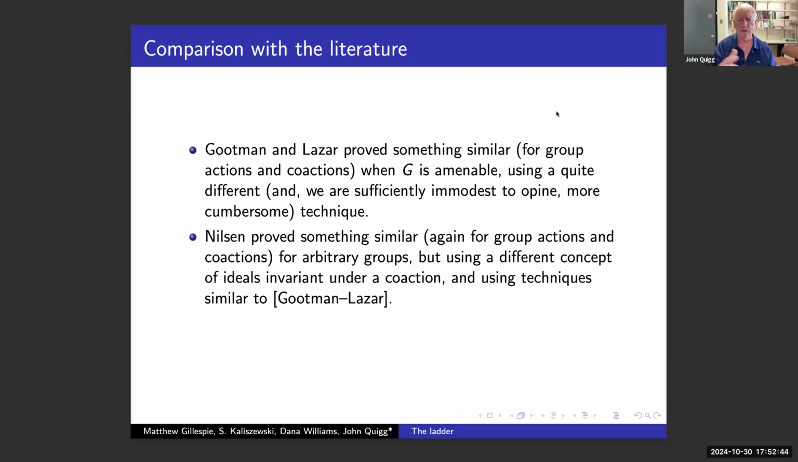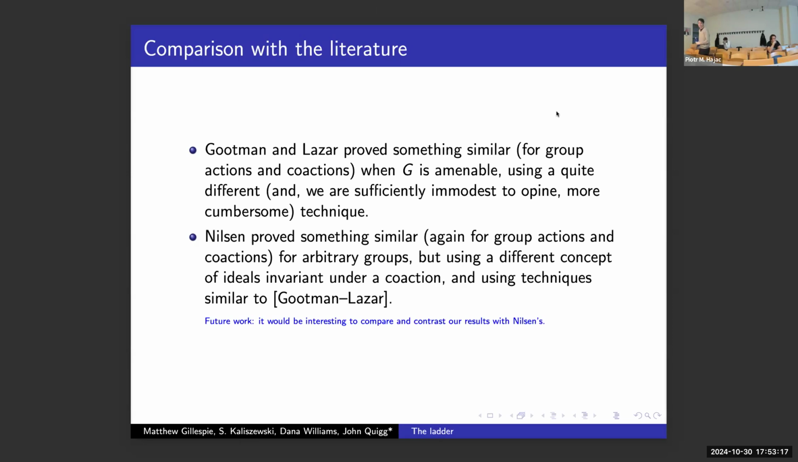But the theorems that I showed you are new in the sense of being bijections between invariant ideals in the sense of invariance that I talked about: an ideal is invariant under a coaction, for us, if the coaction restricts to a coaction on the ideal. So that's different from the notion that Nilsson used. But again, she did get a bijection, so there's something interesting here. It would be interesting to compare and contrast our results with Nilsson's. This is something we plan to do sometime, to see what's going on there.